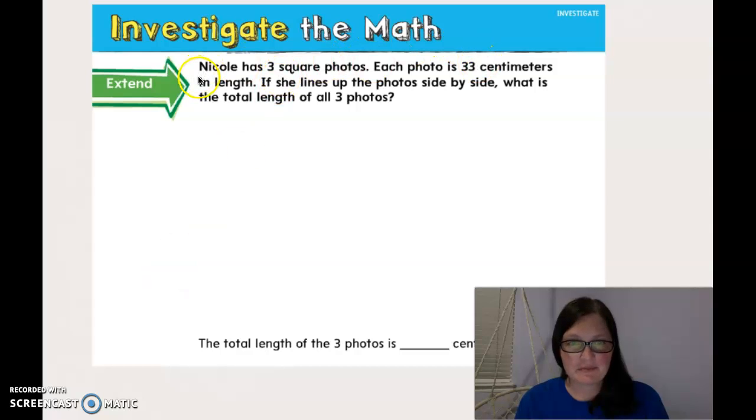Let's look at this one. Nicole has 3 square photos. Each photo is 33 centimeters in length. If she lines the photos up side by side, what's the total length?